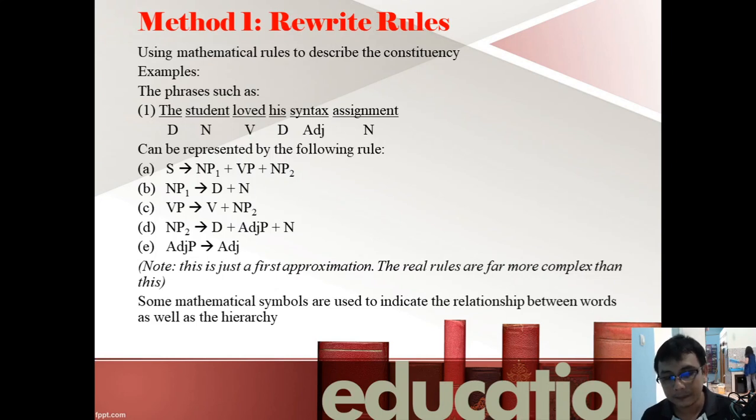Please take note that this is just an approximation; the real rules are far more complex than this. And we see that some mathematical symbols are used to indicate the relationship between words as well as the hierarchy. For example, we have the arrow. The arrow here should be read as consists of. So when we say S arrow NP VP NP, it means that a sentence should consist of a noun phrase, a verb phrase, and a noun phrase.